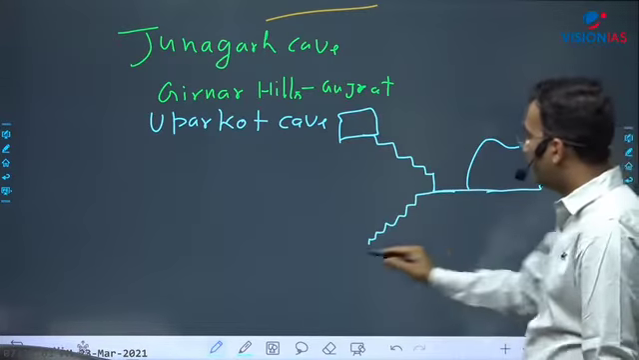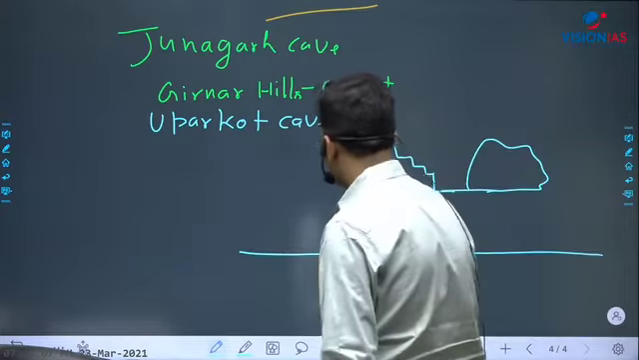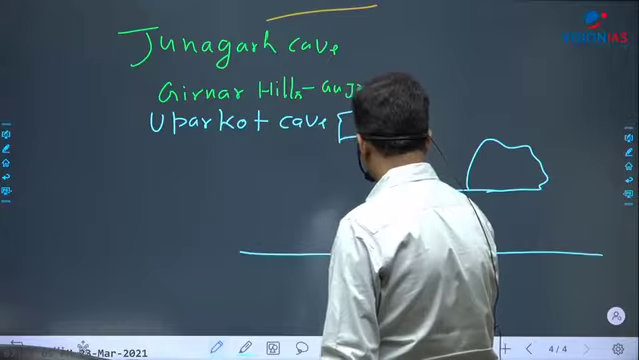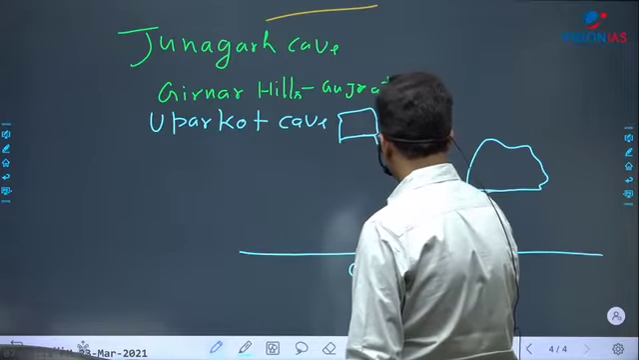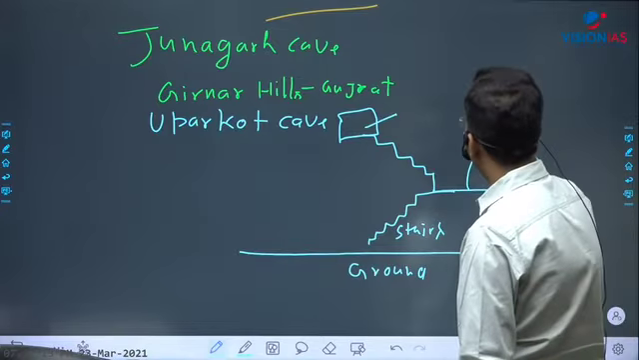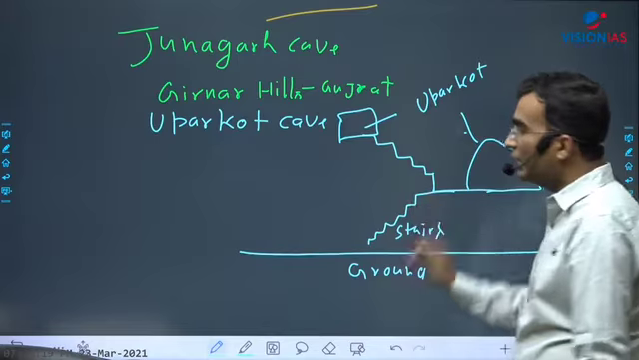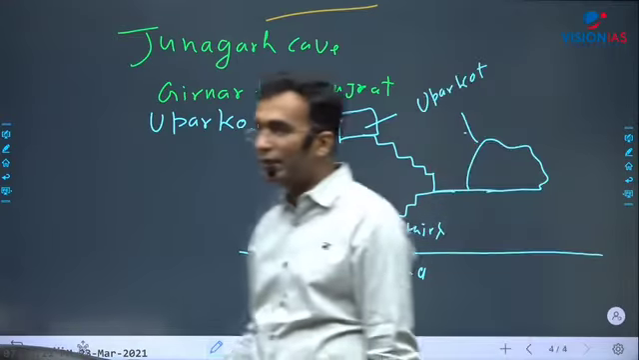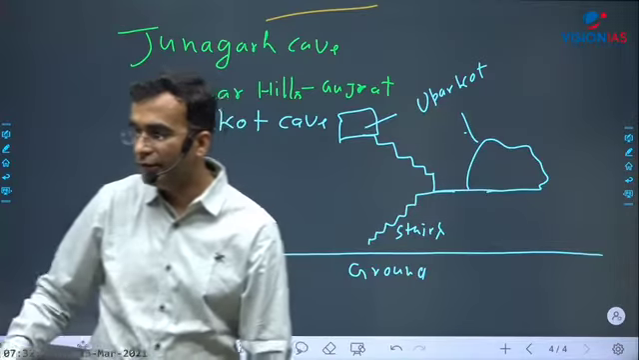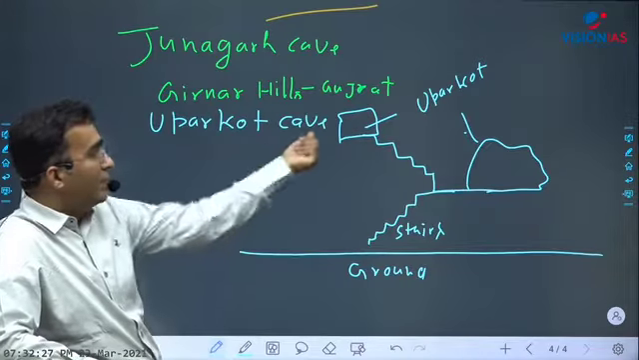Here you can create the ground. So this is the ground, stairs, and this one and this one you call upper court. Though in the image, I know that this is not very clear, but in the original one, when you see it, it will be clear.